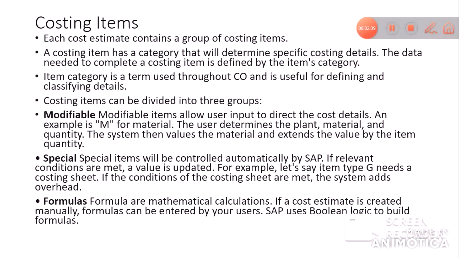Costing items can be divided into three groups: modifiable, special, and formulas. Modifiable items allow user input to direct the cost details. An example is M for material. The user determines the plant, material, and quantity.